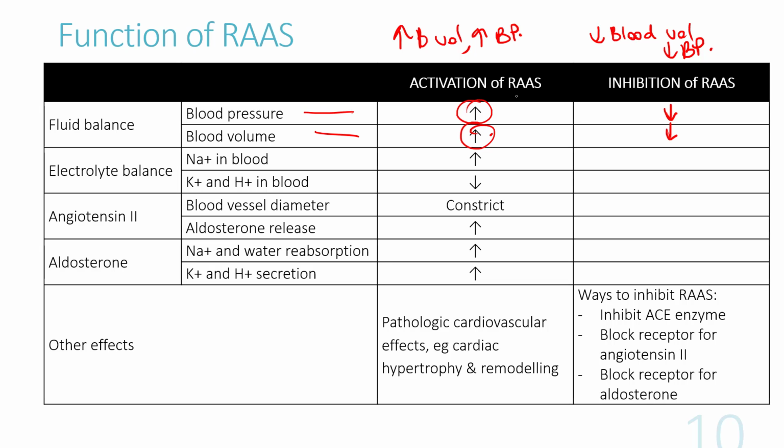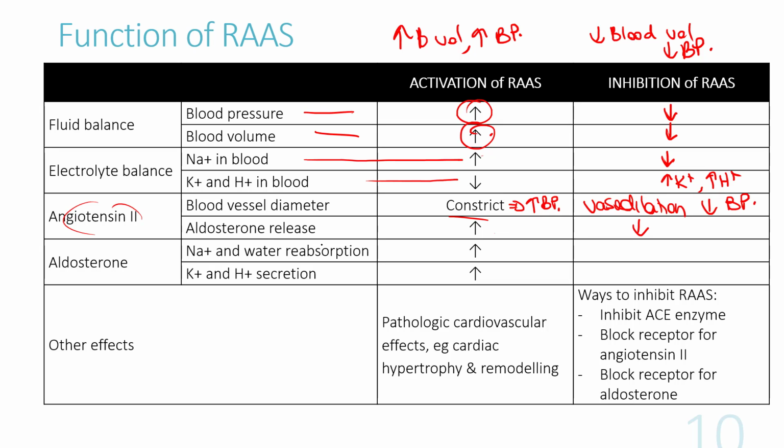The effect of the renin-angiotensin-aldosterone system on electrolyte imbalance is that it causes an increase in sodium in the blood, and it decreases potassium and hydrogen ion levels in the blood. And so when you inhibit it, it decreases sodium levels in the blood, and it increases potassium and acid levels in the blood, right? Angiotensin, because of the name, leads to vasoconstriction, and that directly increases blood pressure. And so if you inhibit it, it causes vasodilation, and it decreases blood pressure.